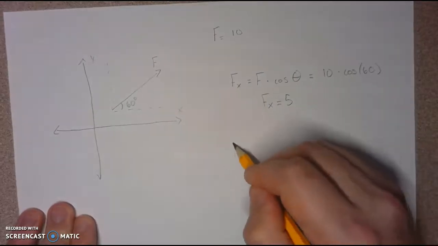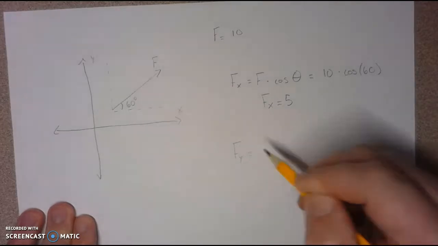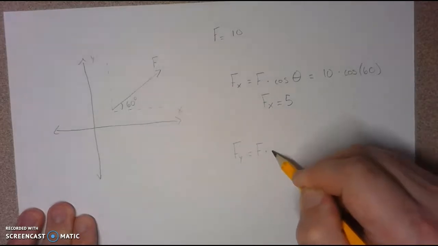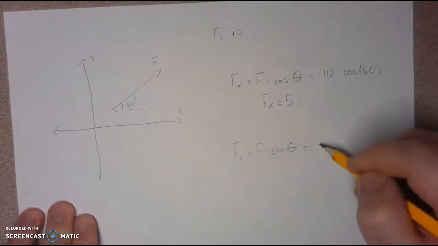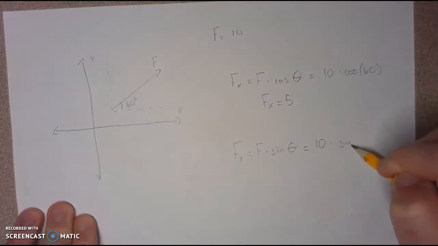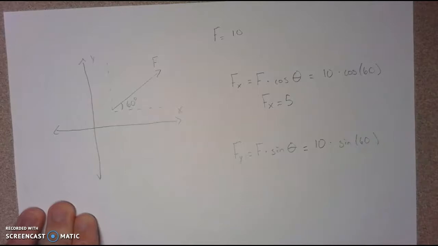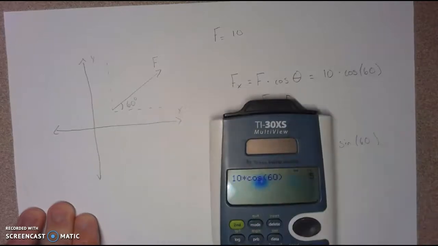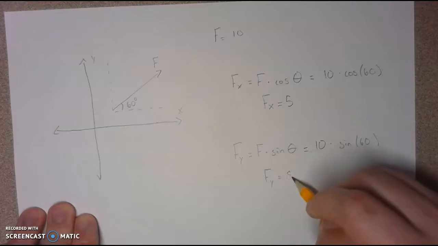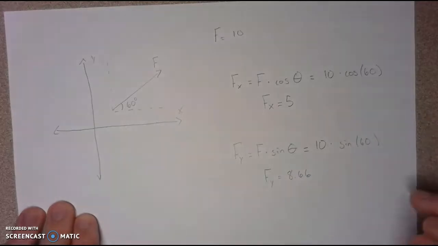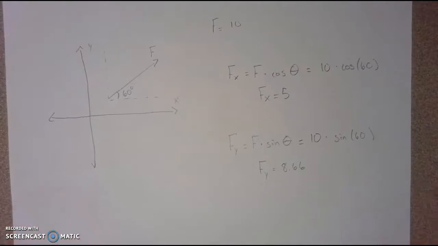Alright, same thing for Fy here. We've got F times sine theta is equal to 10, because F is 10, times sine 60. Okay? So if we use our calculator again here, we type in 10 times sine 60 degrees, we'll get 8.66. So Fy is equal to 8.66.